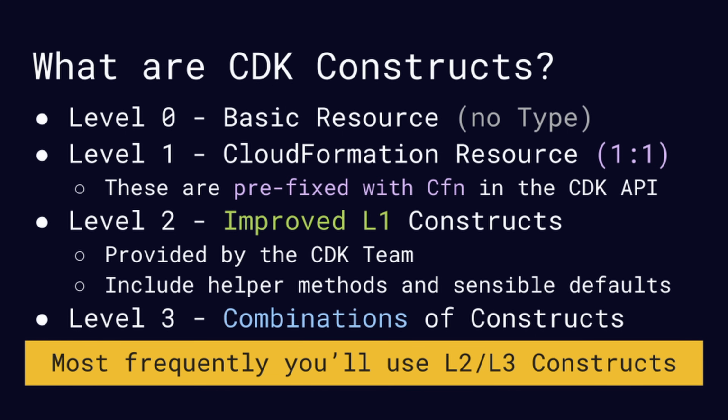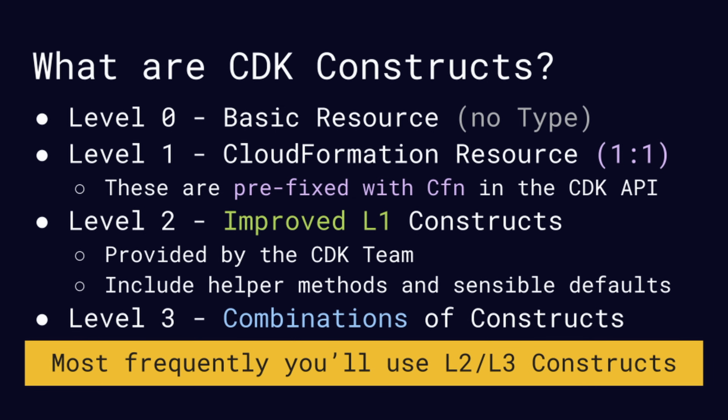We've heard a lot about constructs, but what are they? There are 4 levels of constructs. Level 0 constructs are just basic resources. All of the higher levels inherit from level 0. There's no specific type tied to it. Level 1 constructs are one-to-one representations of CloudFormation resources. They are all prefixed in the CDK API with the letters CFN, which is a short form of CloudFormation. The way I remember this is level 1 is one-to-one with CloudFormation.